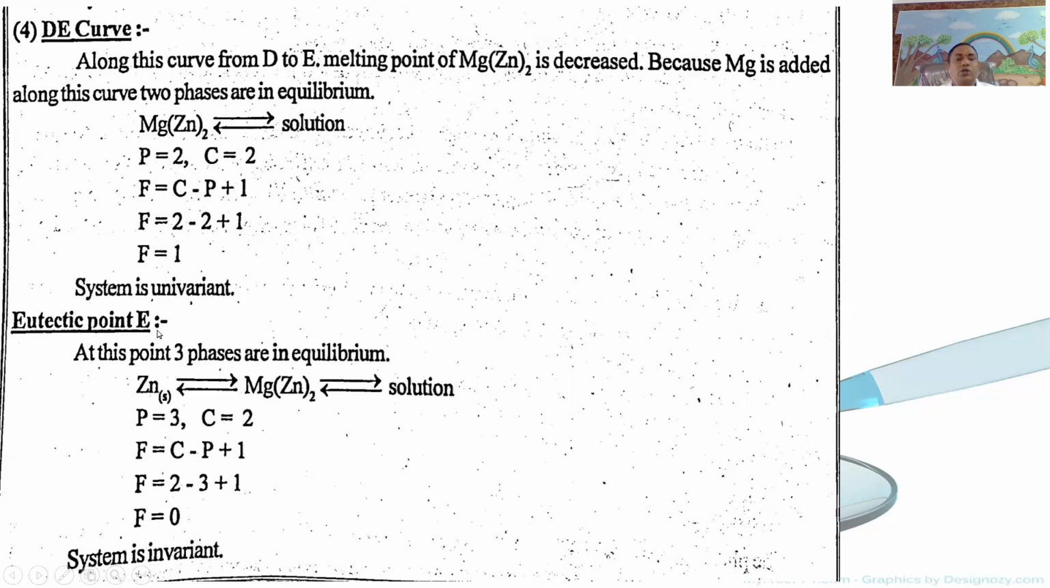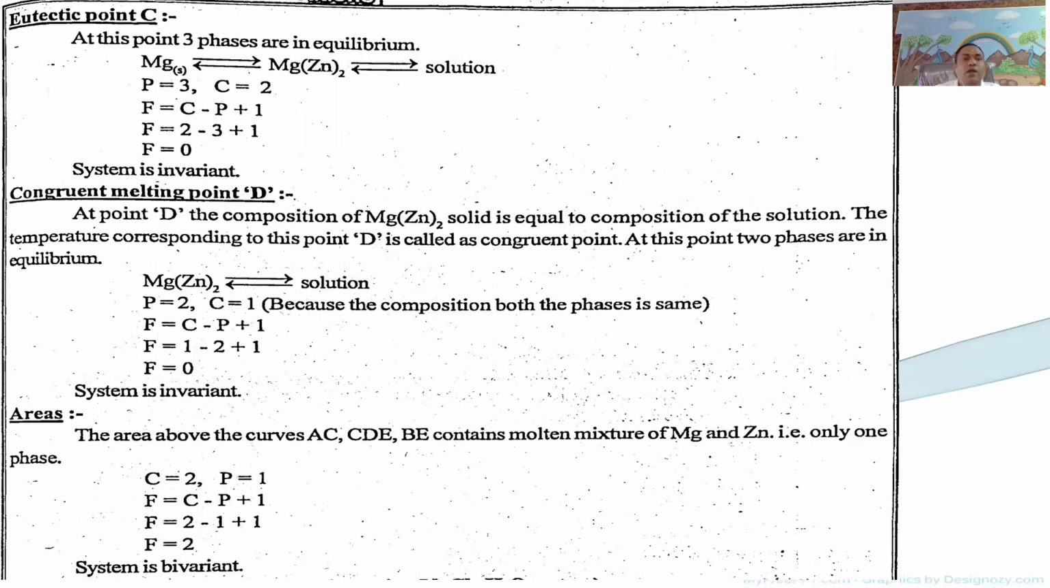Next, the eutectic point E. At this point, three phases are in equilibrium: solid zinc, the magnesium-zinc compound, and the molten solution. Here P equals 3, C equals 2, F equals C minus P plus 1, so F equals 2 minus 3 plus 1 equals 0. The system is invariant, or a zero-variant system.